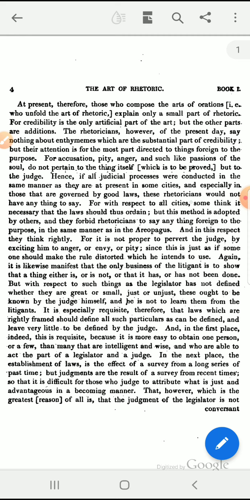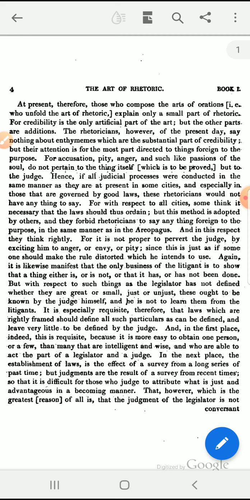For with respect to all cities, some think it is necessary that the laws should thus ordain that all of this rhetorical nonsense should be prohibited. But this method is adopted by others, and they forbid rhetoricians to say anything foreign to the purpose, in the same manner as in the Areopagus. And if you're curious as to what the Areopagus is, even though it's referring to a different generation several centuries later, you can read about the Areopagus in Acts chapter 17 of the New Testament, and I recommend you looking that up.